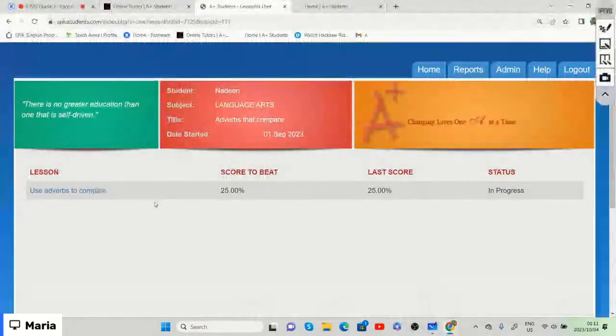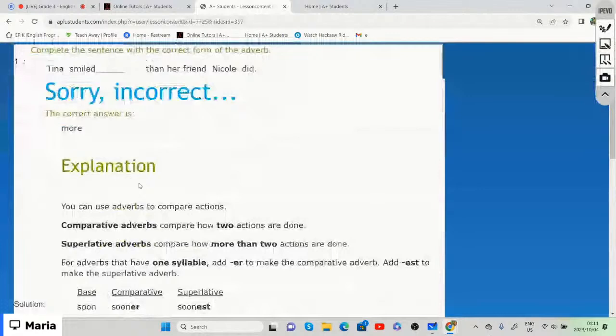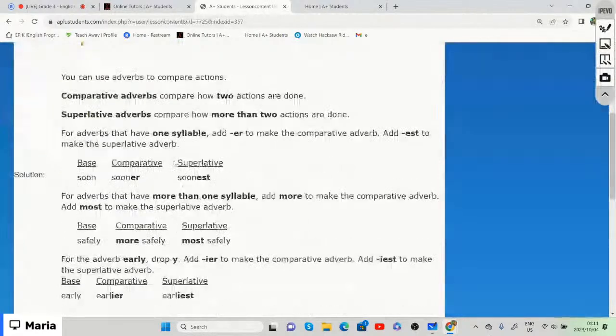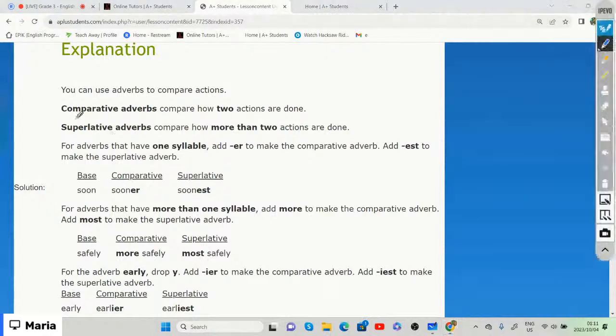All right. And on aplusstudents.ca, our chapter is adverbs that compare, and our lesson is to use adverbs to compare. So we basically can use adverbs to compare actions. And a comparative adverb compares how two actions are done.